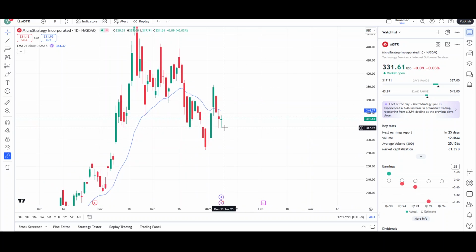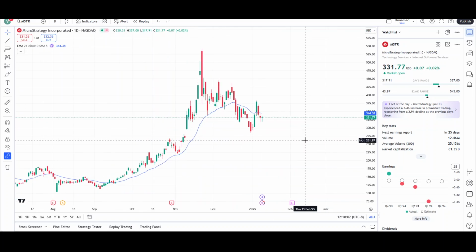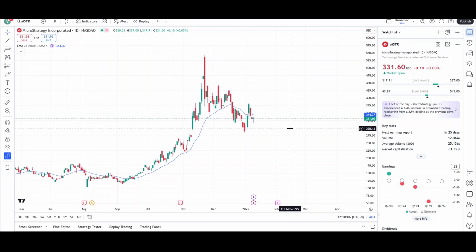Sellers were able to drop it back down to 317. Buyers were able to drive it back up to 344, but now we're kind of in the middle. So this is indecision going on right now. Why are we seeing indecision? Well, generally, you're going to see indecision when big news events are approaching or the technicals aren't really clear in the bullish or bearish direction.